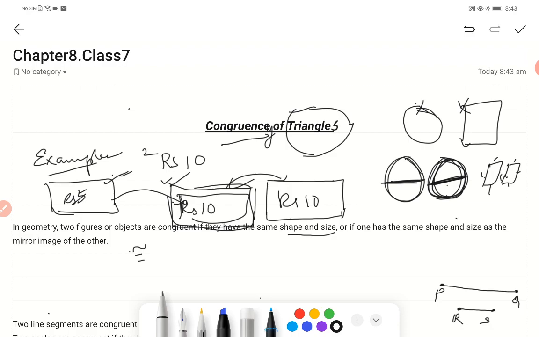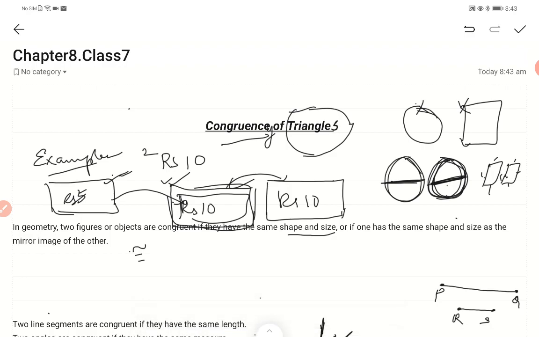Now can you tell me, do you have any congruency of yourself? Yes. One thing is when you look at yourself in the mirror, the size and the shape are all the same in the mirror, right? When you look at your mirror image, you can say your image is congruent to yourself.